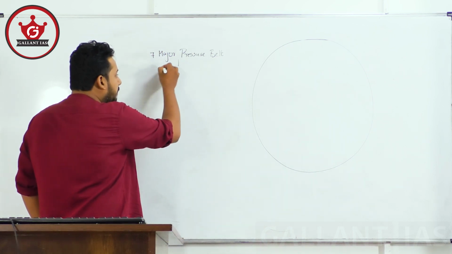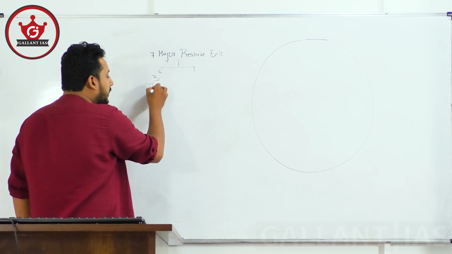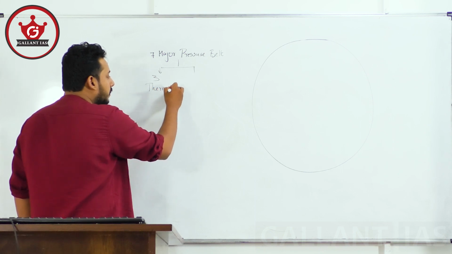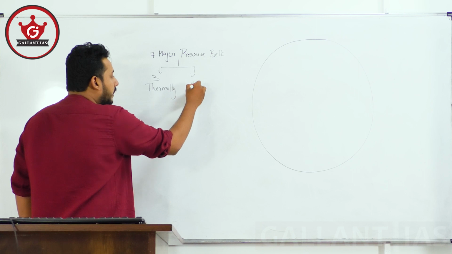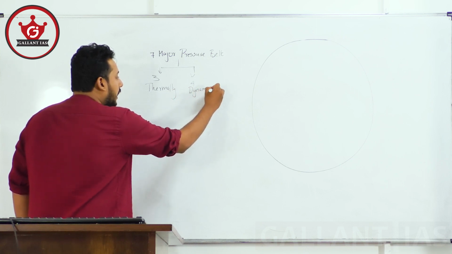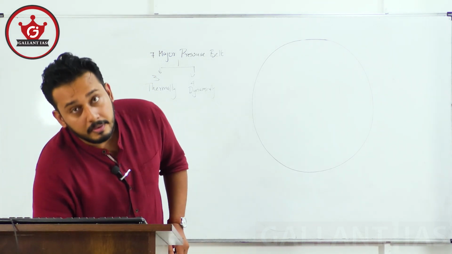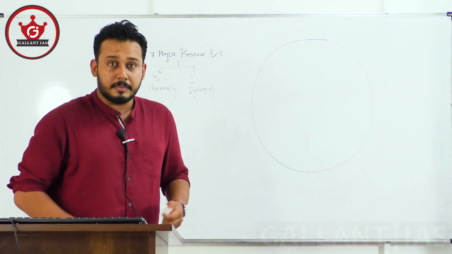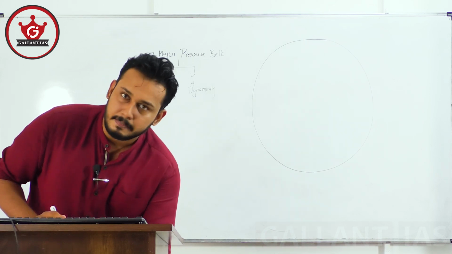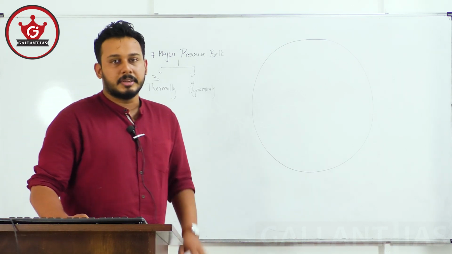Out of these 7 major pressure belts, 3 are thermally induced and 4 are dynamically induced. I will explain what is thermally induced and dynamically induced, but for the time being, just keep in mind that 3 of the pressure belts are thermally induced, 4 are dynamically induced.